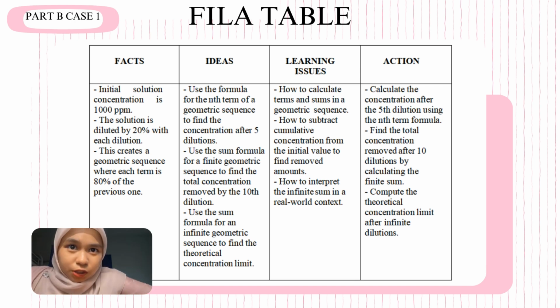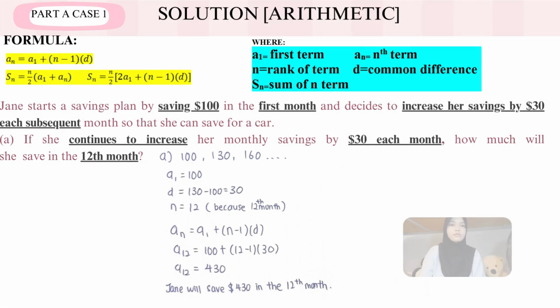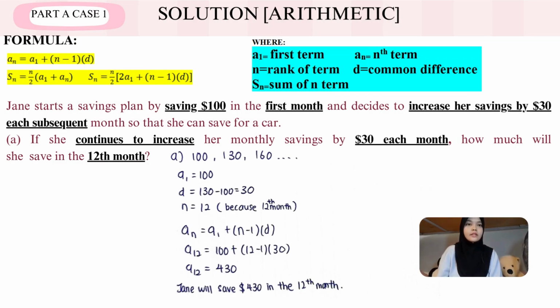So, in conclusion, by following these steps, we can effectively analyze the geometric sequence formed by the dilutions and solve for the required concentrations. This approach not only applies to the specific problem but also equips us with tools to handle similar situations involving geometric progression in real-world contexts. Thank you. Let's look at how to solve part A, which is the arithmetic question.